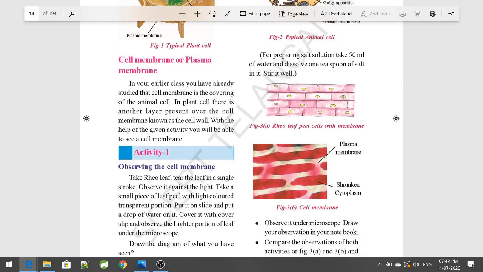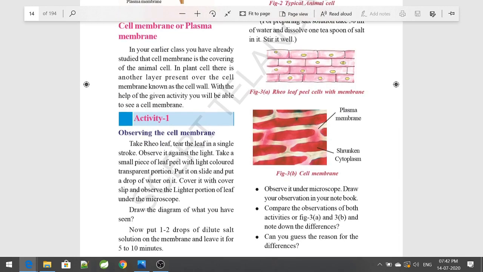So first in this textbook I will just tell you the activities. How to see the organelles, and by performing what activity. Cell membrane or plasma membrane. What is it? It's a layer, a covering of the animal cell. In a plant cell there is another layer present over the cell membrane known as the cell wall.